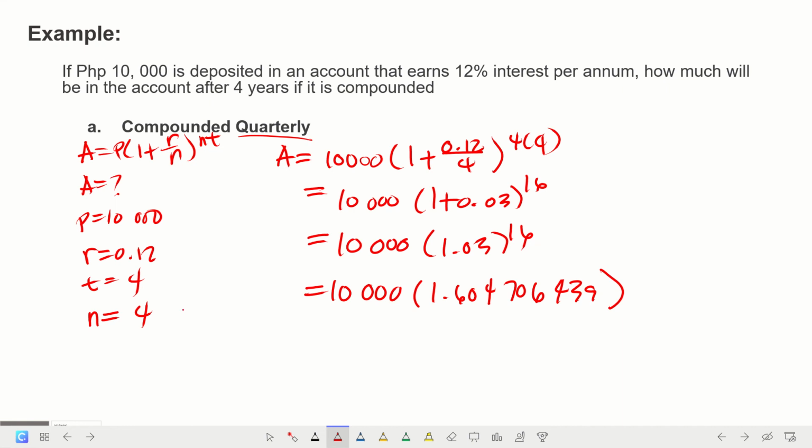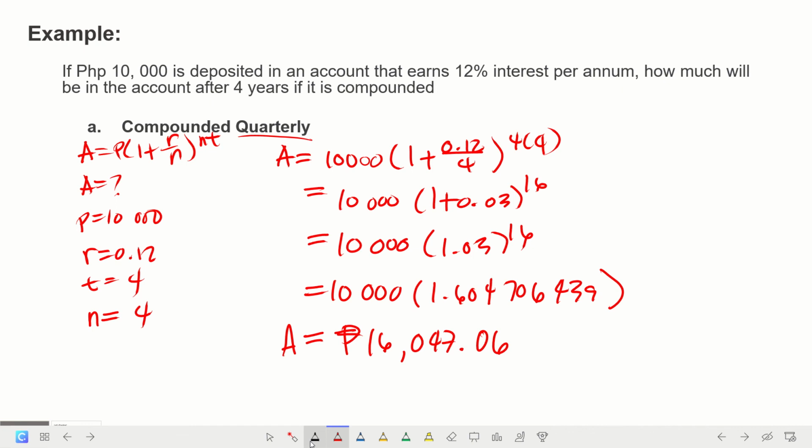So the future value of your deposited amount, if it is compounded quarterly with a rate of 12% per annum, is equal to 16,047 pesos and 6 centavos. So that is for our first example.